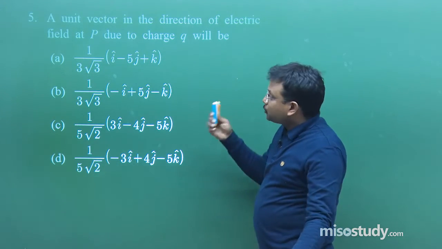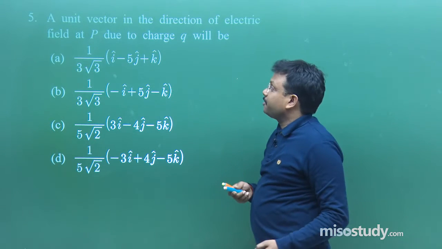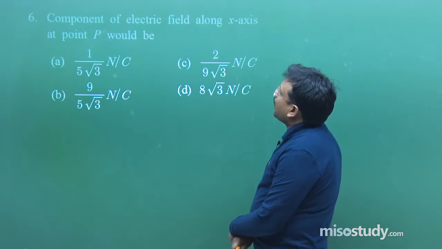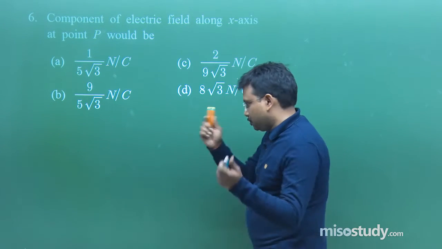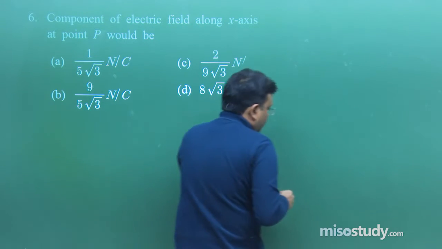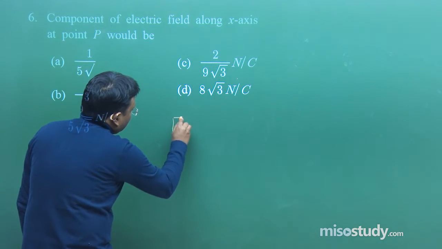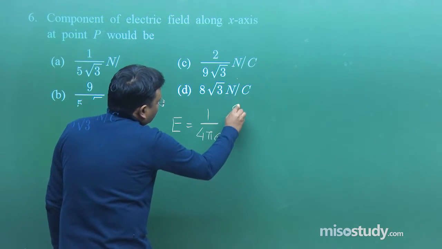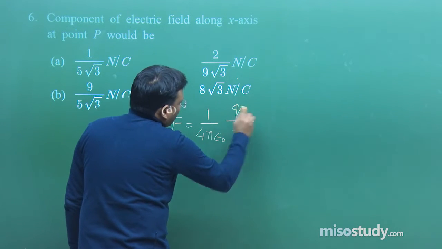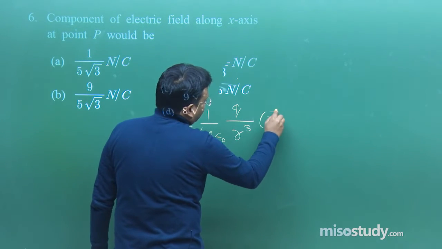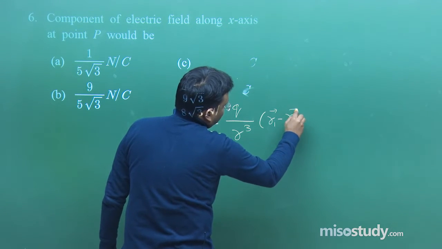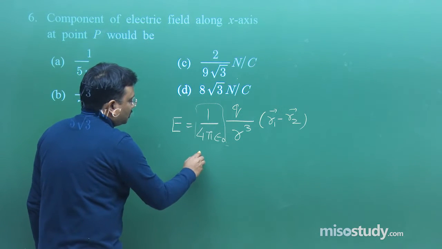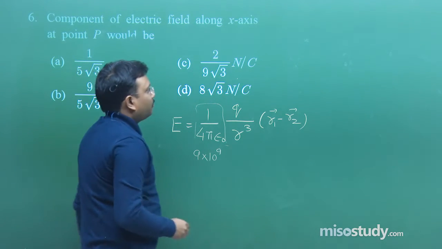After that, the next question, but that question is also based upon the same set of information. The component of the electric field along the x axis at point P would be how much? I think I should write down the formula over here, that is E is equal to 1 upon 4 pi epsilon naught, Q upon R cube, vector R1 minus R2. Clear? This is the basic result, and what is the value of 1 upon 4 pi epsilon naught? 9 into 10 to the power 9. Fine.